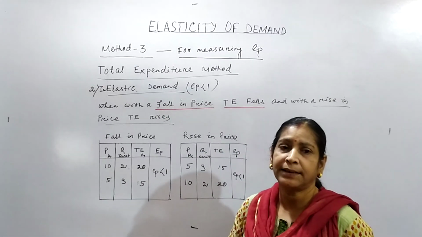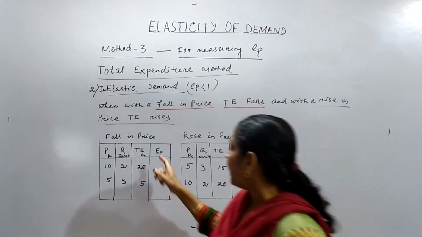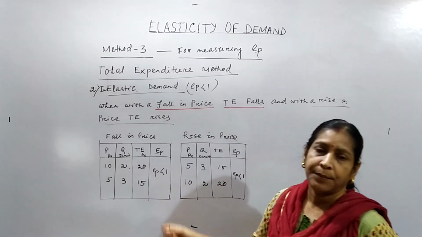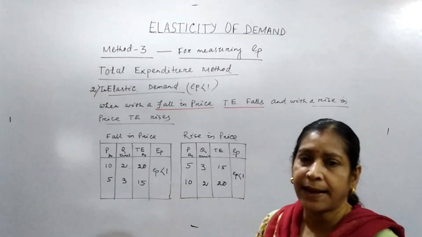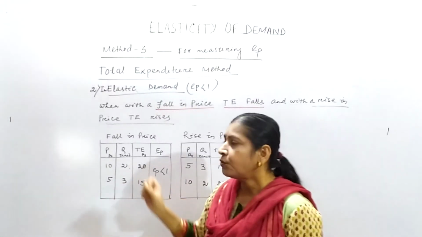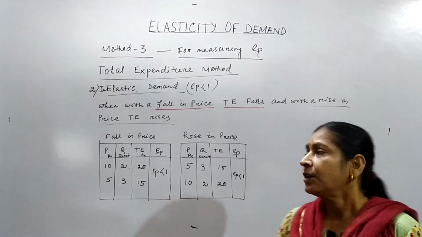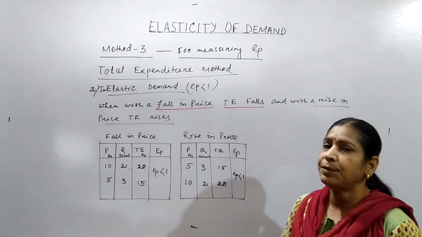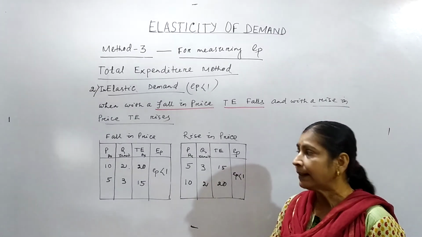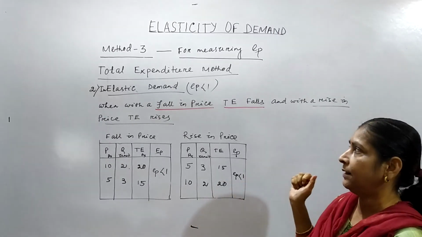Suppose your question is like this: with a rise in price, total expenditure also rises. Suppose price rises from rupees 5 to say rupees 10, and total expenditure rises from 2 units to say 4 units or 5 units or 3 units. So this is a direct relationship between price and total expenditure. In this case, you have to tick the answer EP less than 1. You have to remember this trick.